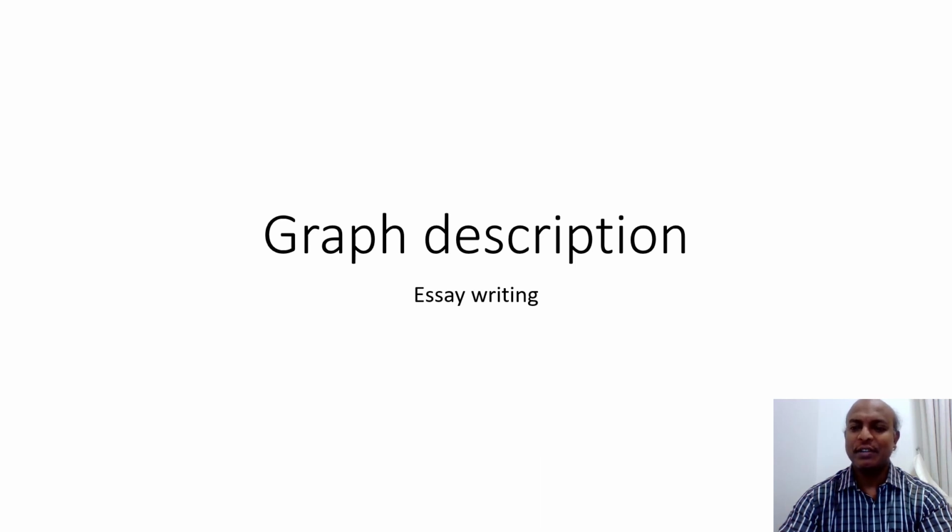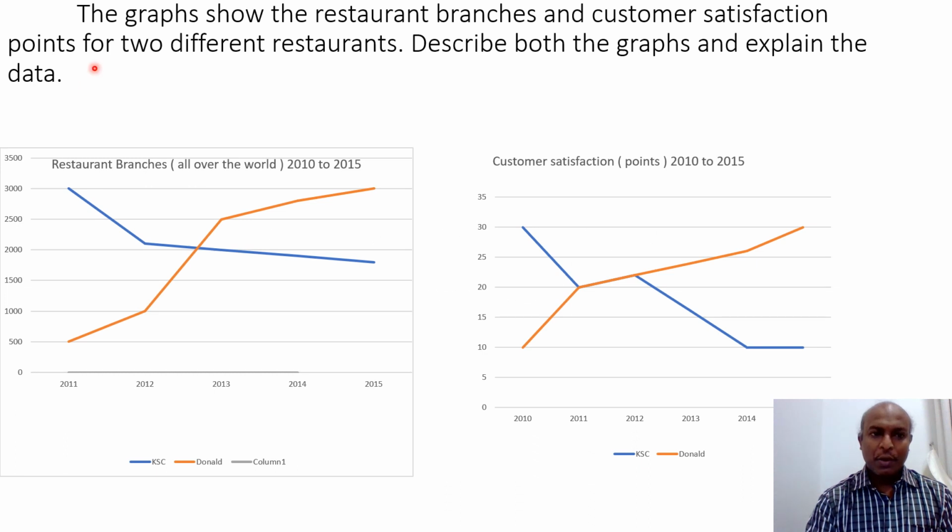Graph description, essay writing. First, we will look at the question. Let's read the question. The graphs show restaurant branches and customer satisfaction points for two different restaurants, KFC and McDonald's. Describe both the graphs, explain the data. Now we move on to paragraph 1.